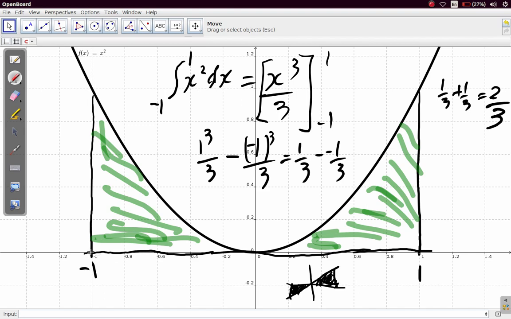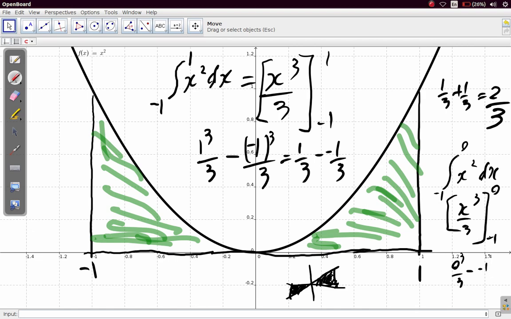So if you should integrate from -1 to 0, what would happen is that you would have an integral from -1 to 0 of x squared dx. So you have x cubed over 3 from -1 to 0. So you'd have 0 cubed over 3 minus -1 cubed over 3. And then what would happen? This 0 cubed over 3 would be 0. 0 minus -1/3. 0 minus -1/3 would be plus 1/3. So you get 1/3 if you integrate from -1 to 0.